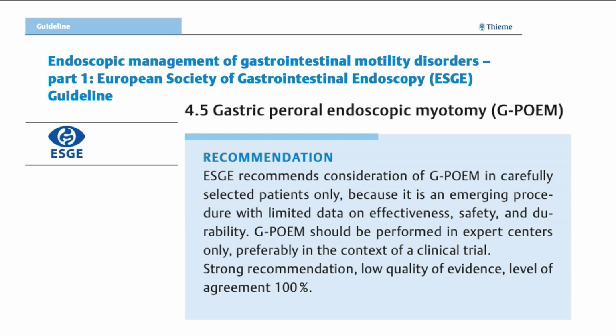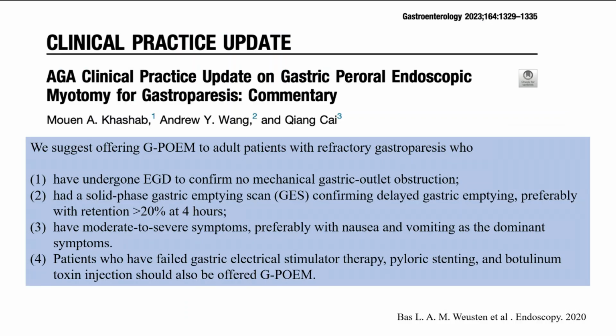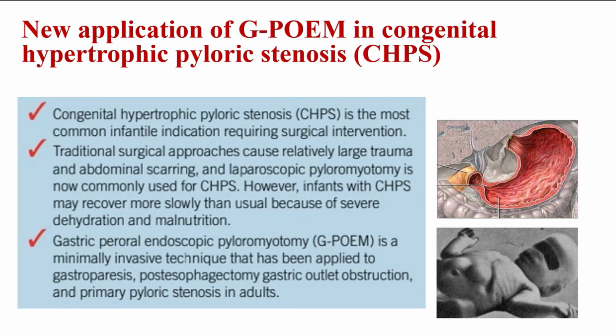because it is an emerging procedure with limited data on effectiveness, safety, and durability. From AGA, they suggest offering G-POM to adult patients with refractory gastroparesis who first had undergone EGD to confirm no mechanical gastric outlet obstruction, and second had a solid-phase gastric emptying scintigraphy, GES, confirming delayed gastric emptying, preferably with retention more than 20%.